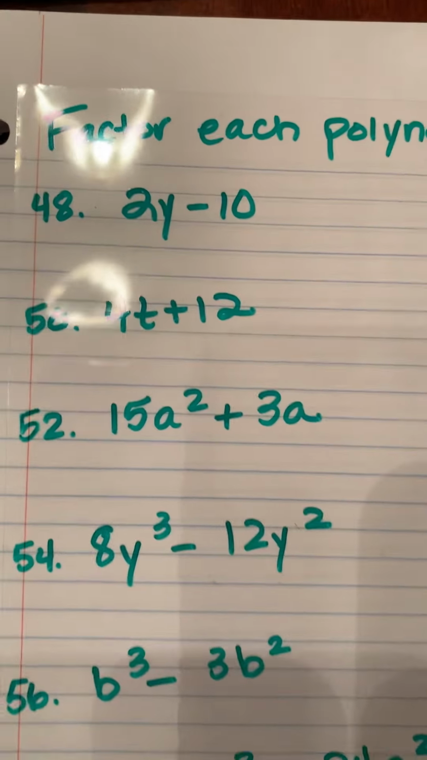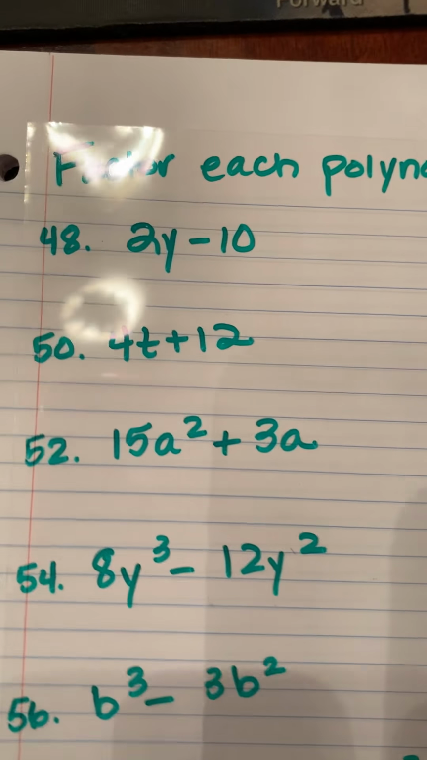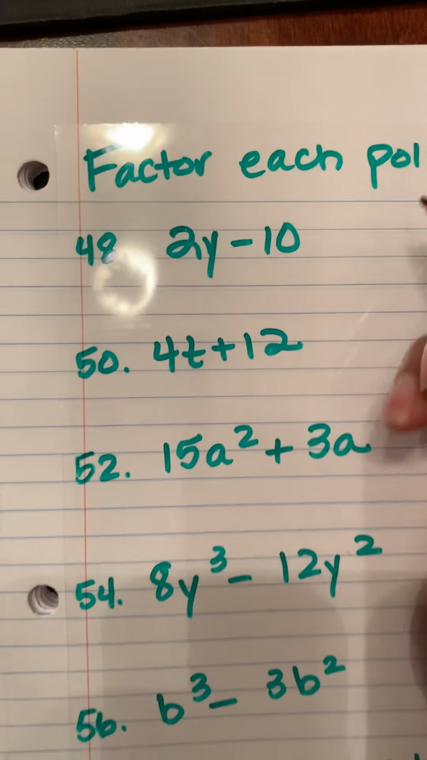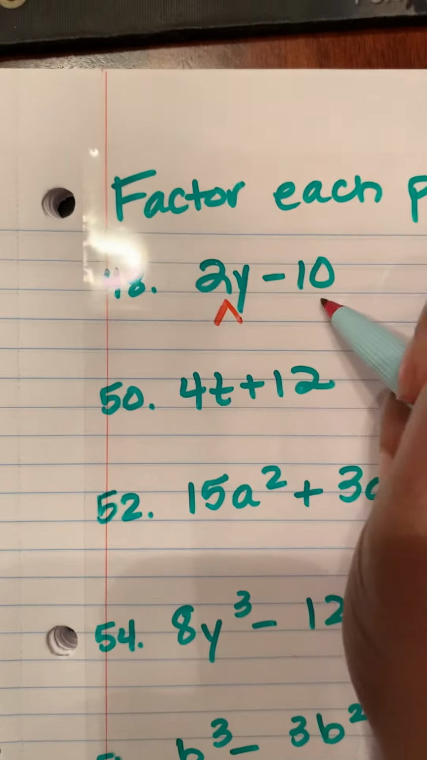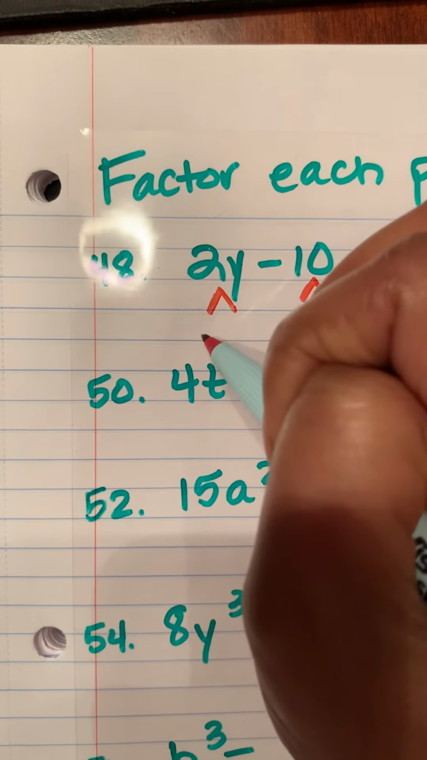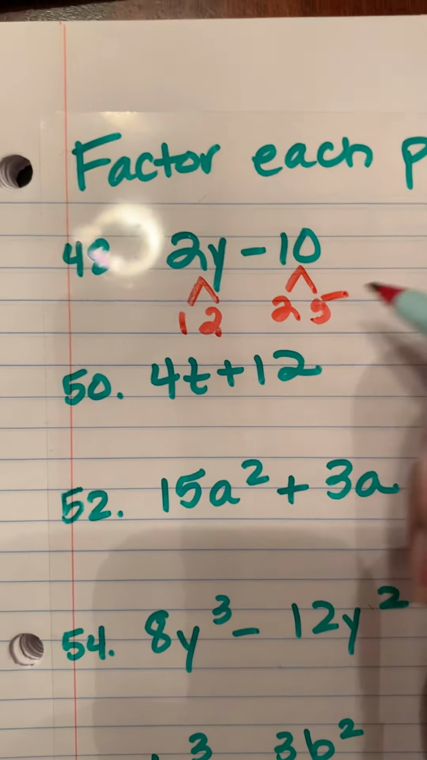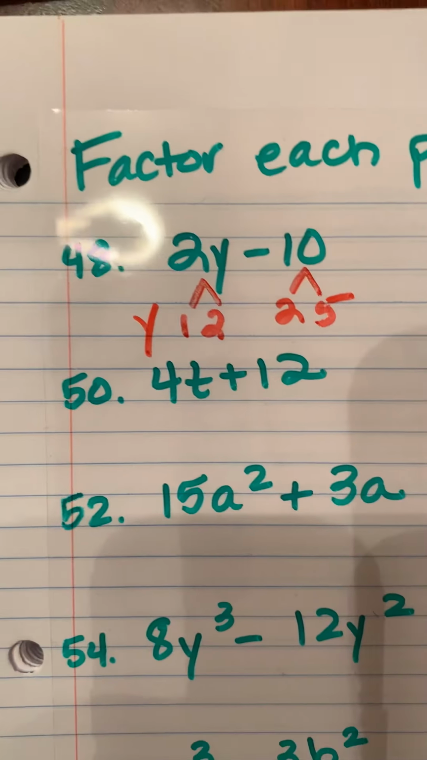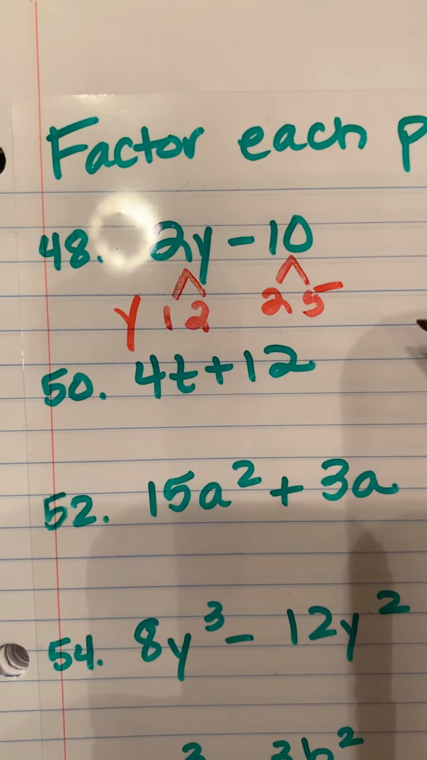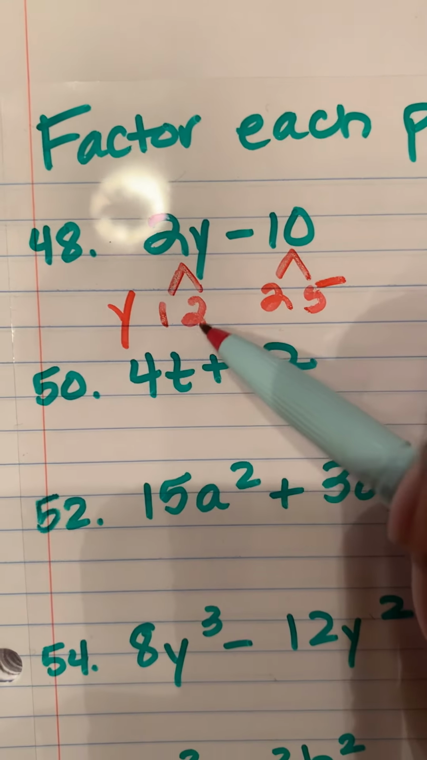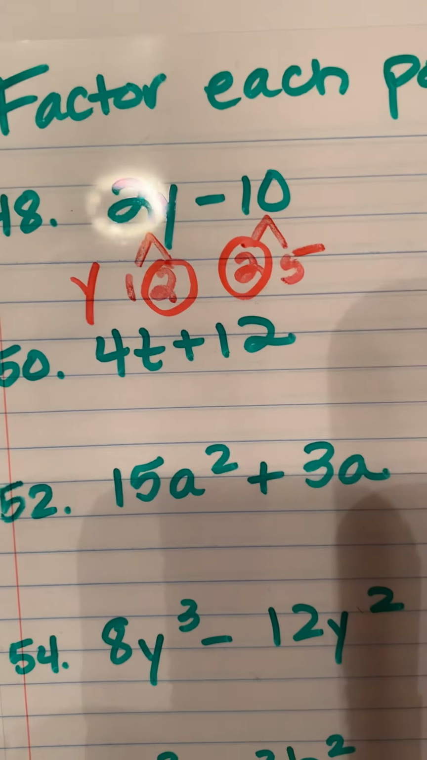Okay, 48, the factoring part. Factor each polynomial. I think y'all got this down pat. Okay, so I need you to tell me, doing a factor tree, what they have in common. This is 1 times 2. This is 2 times 5, all right? This only has the letter y, my variable y, but this doesn't have anything. So what would you say they have in common? The only thing I see that they have in common is a 2.